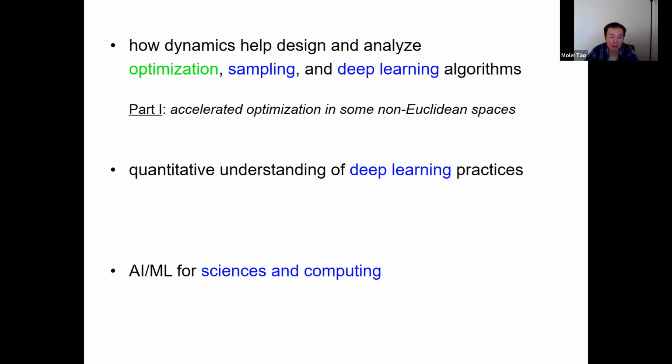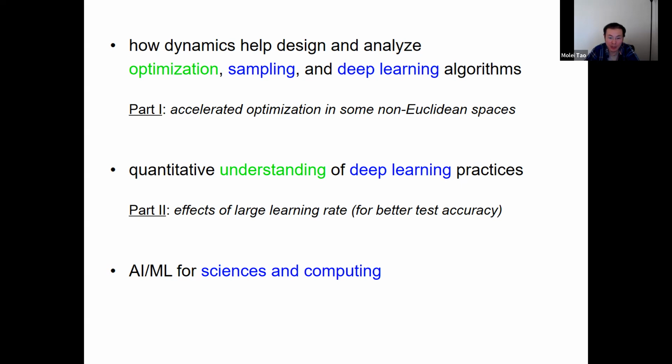The second thread is that we think that dynamics can help us gain quantitative understanding of deep learning practices. And for that purpose, I'll talk about some of the non-trivial implicit biases, implicit regularization effects of large learning rate in gradient descent algorithm.